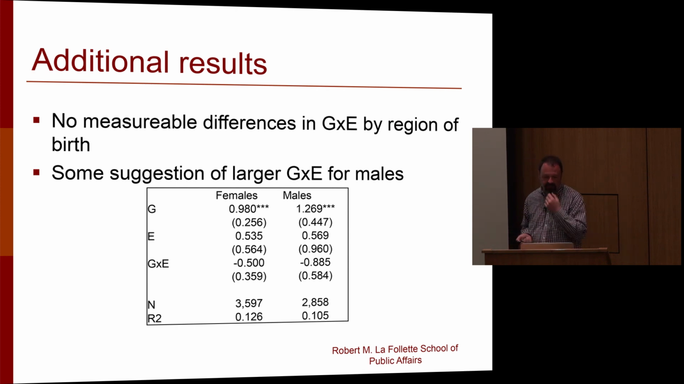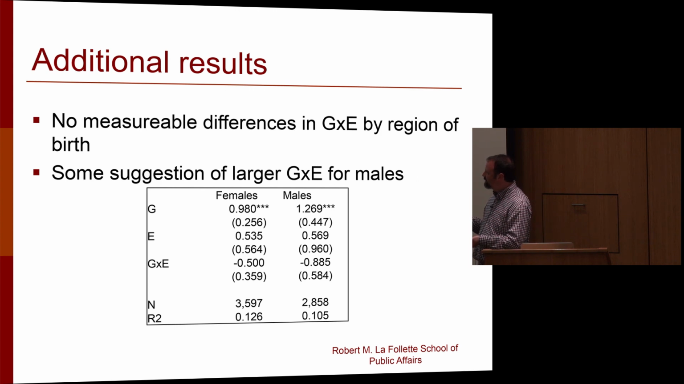So I've done a little bit more probing of the results. I do have these birth regions. I thought I might get something more interesting in the South than some other places. It's possible I just don't have the power to detect differences in gene-environment interactions for people born in the South versus other regions. But so far, I haven't found anything measurable by South, Northeast, West, or Midwest.